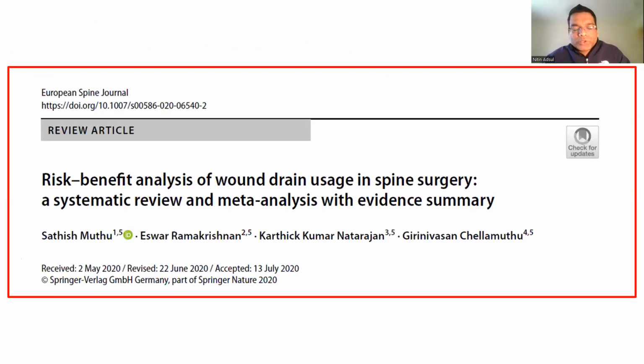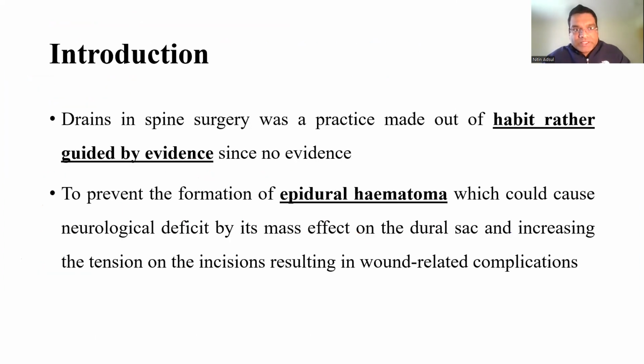This is the paper showing the risk-benefit analysis of wound drain use in spine surgery. It is a systematic review and meta-analysis with evidence summary. The paper was published in July 2020 in the European Spine Journal. The drain in spine surgery was a practice made out of habit rather than guided by evidence, since there is no evidence.